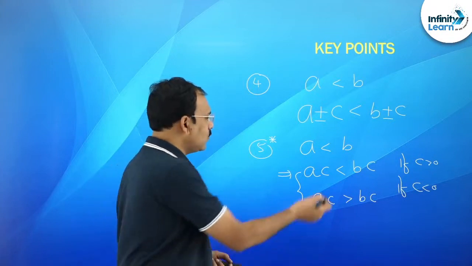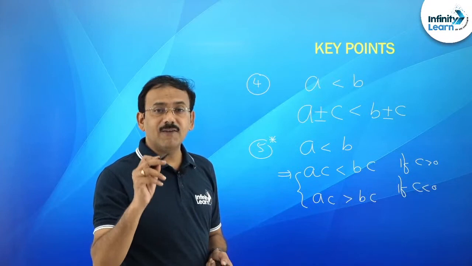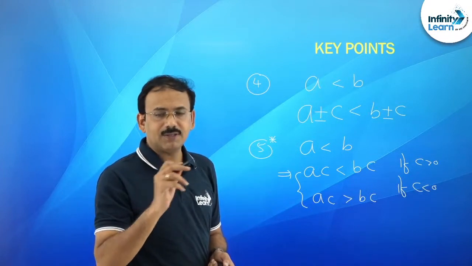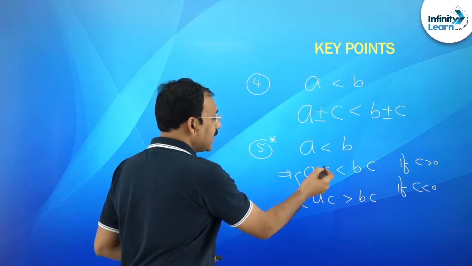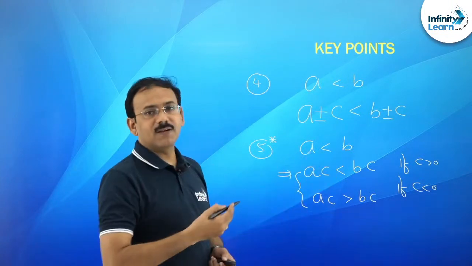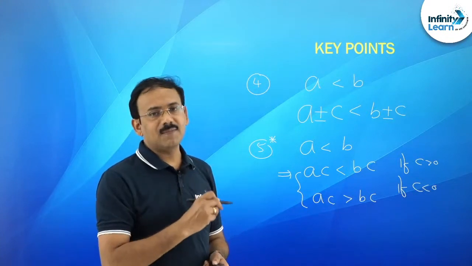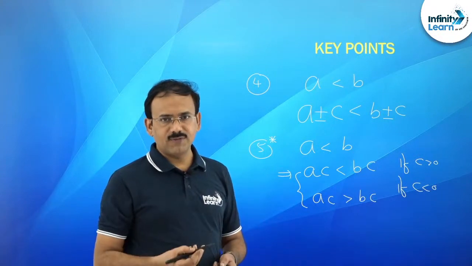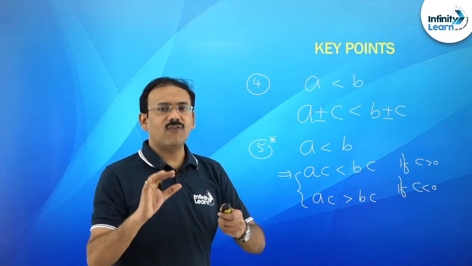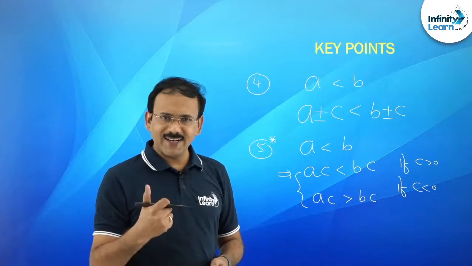If it is positive, no need to change the symbol. If you are multiplying or dividing with a negative number, in that case the symbol gets reversed. If less than, it becomes greater than, if greater than, it becomes less than. That is another important point, and a few more points we will give in course of time. So, with these 5 initial key points, we shall enter the problems, ready?